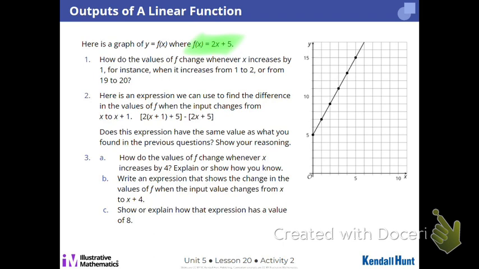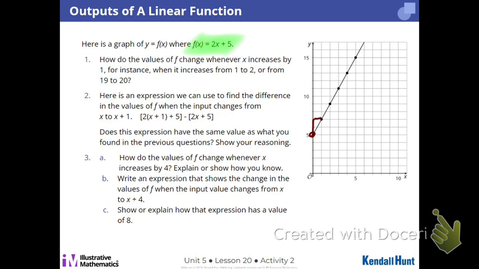Slope is 2? Y-intercept is 5, right? So here's that slope of 2. Here's that y-intercept of 5. Okay, so you and your partner, how are your values going to change as you go from 1 to 2 or 19 to 20? How's it changing? That's what you're going to answer first.